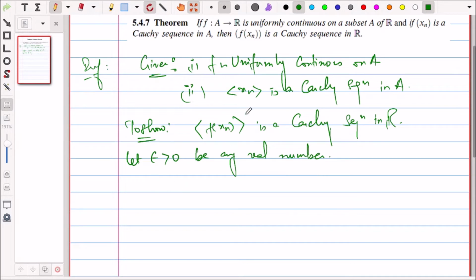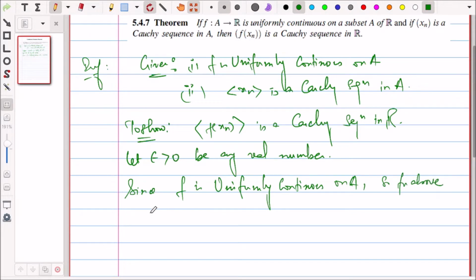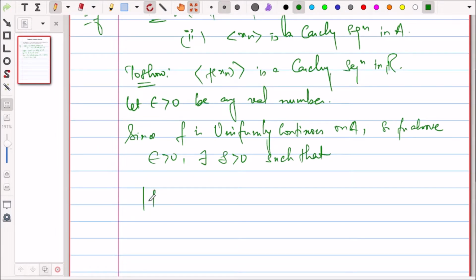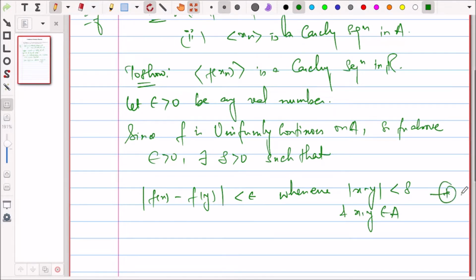real number. Now we will use the continuity of f. Since f is uniformly continuous on A, for the above epsilon greater than 0 there exists delta greater than 0 such that |f(x) - f(y)| is less than epsilon whenever |x - y| is less than delta and x, y belong to A. Mark this as star.